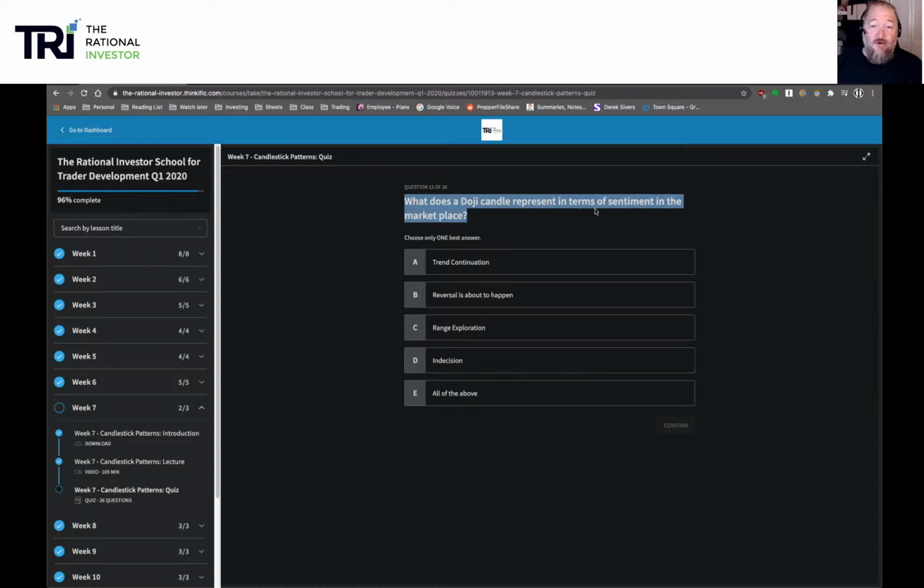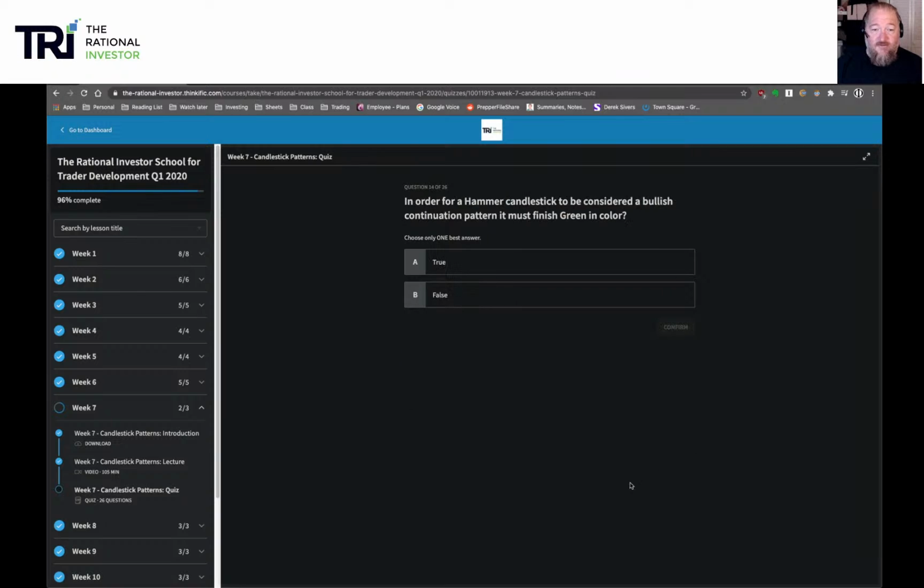And then what does a doji candle represent in terms of sentiment in the marketplace? The doji represents indecision in the marketplace. Okay? Doesn't necessarily mean it's going to be a reversal, but it does mean we are seeing indecision in the marketplace. And then in order for a hammer candlestick to be considered bullish, it must finish green in color, true or false. That is false. It does not matter the color of the candle when it comes to hammers or shooting stars or dojis. What matters is the pattern that the candle forms.